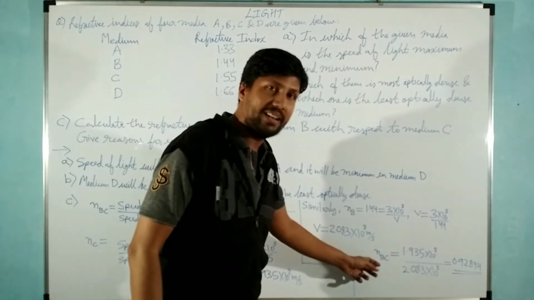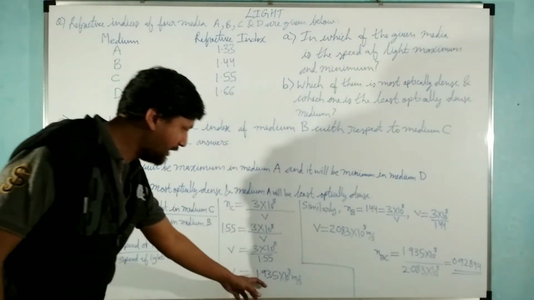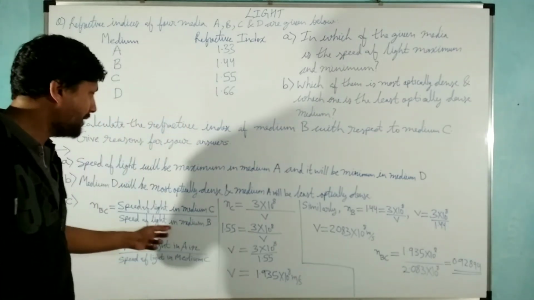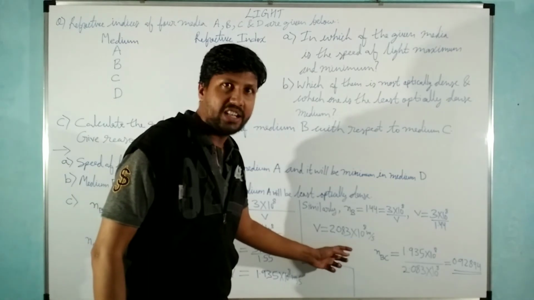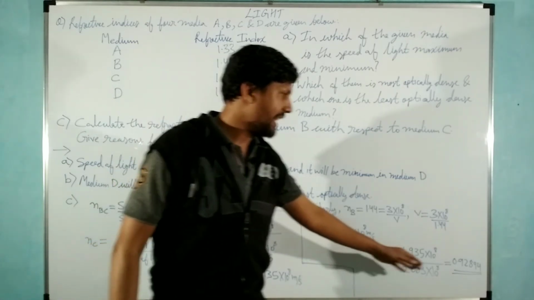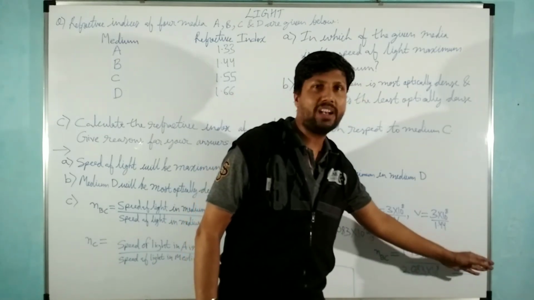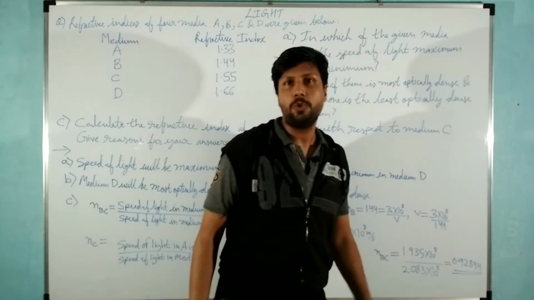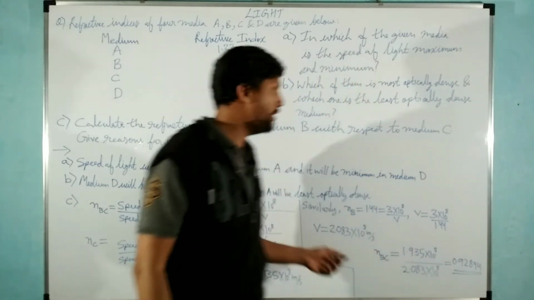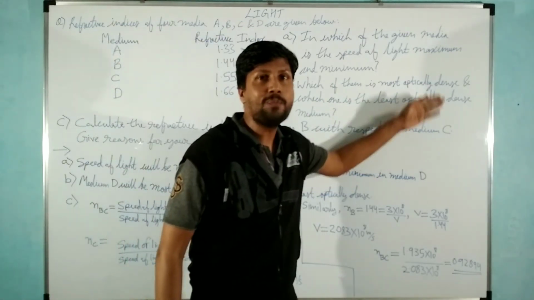So when we use this formula, we keep the values in this. So this value is right here. That is speed of light in medium C and speed of light in medium B is what we obtain right here. Now when we divide these two values, we'll get an answer near about 1. So you can see 0.928. So it tends to 1 only. So that is the relative refractive index, that is refractive index of medium B with respect to medium C.